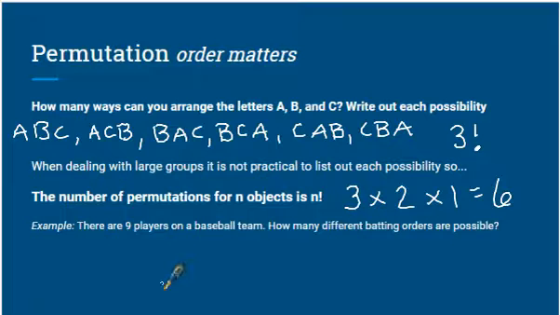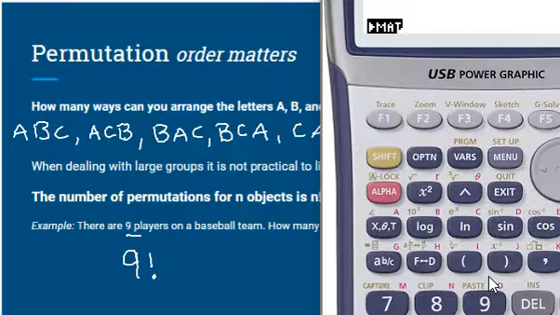Okay, so for example, there are 9 players on a baseball team. How many different batting orders are possible? Well, I have 9 different players, so 9 factorial: 9 times 8 times 7 times 6 times 5, on and on and on. Or your calculator can do that as well. I'm going to show it on a Casio just because I have the ability to show that on my computer screen. If you have a TI and aren't sure how to do this, just come see me during class and I can show you. It's pretty easy.